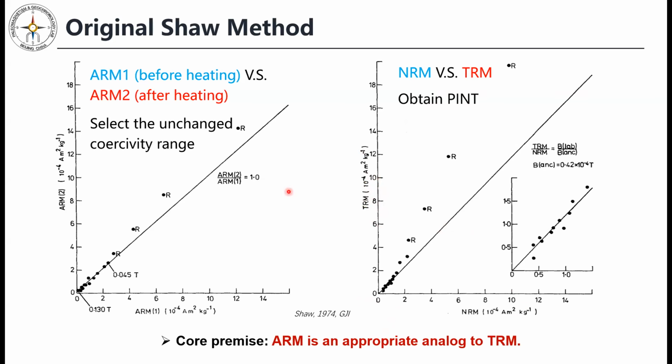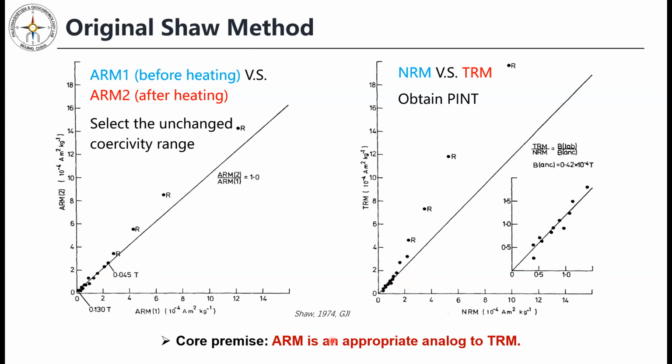Moreover, it includes two additional steps to monitor thermal alteration, which is another troublesome problem in the Thellier series method. The AF spectra of the anhysteretic remanent magnetization before and after the heating were compared to select the unchanged coercivity range. For example, if the slope of the regression line is close to one in this coercivity range, there is minor thermal alteration, and we can use this range to get our paleointensity data.